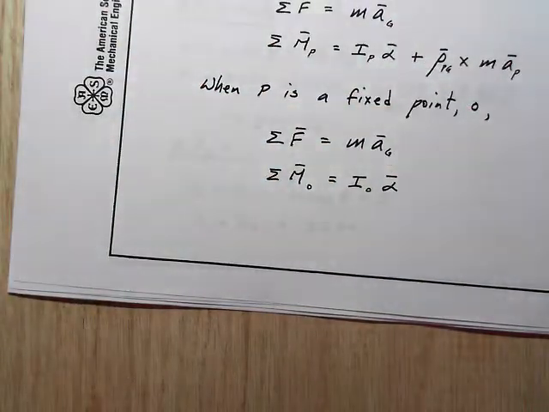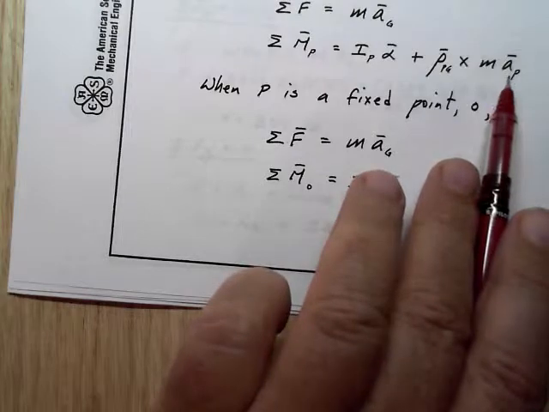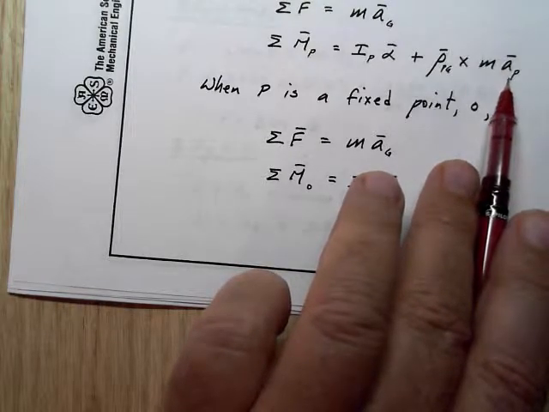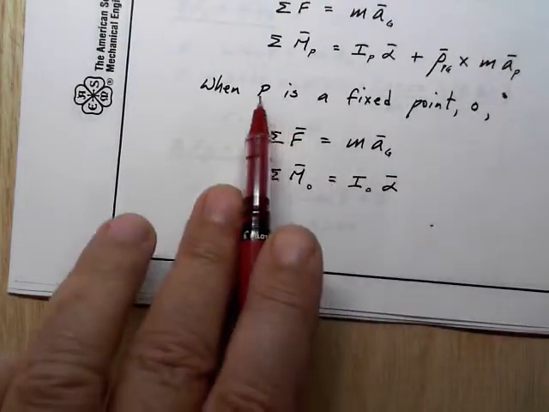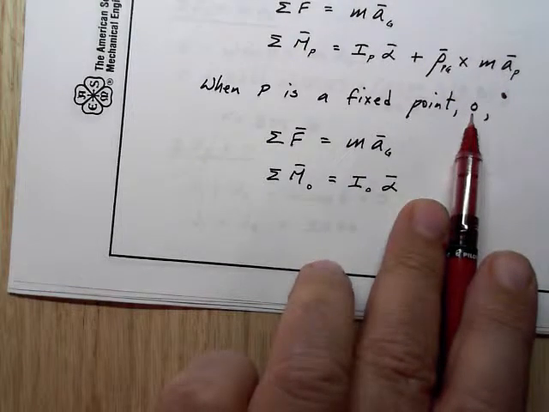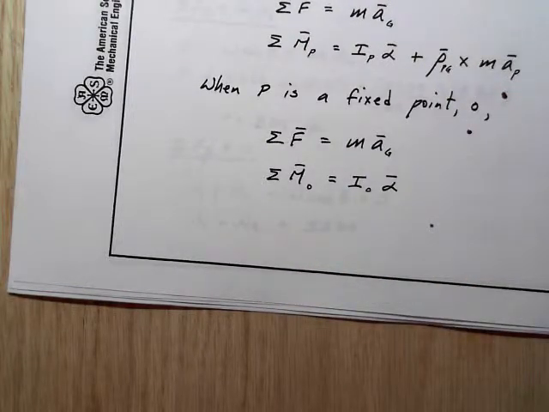Why do we lose this term? Because the acceleration of point P showing up right here is 0 in this case, where P is a fixed point. Why? Because P is not moving. It is a permanent center.